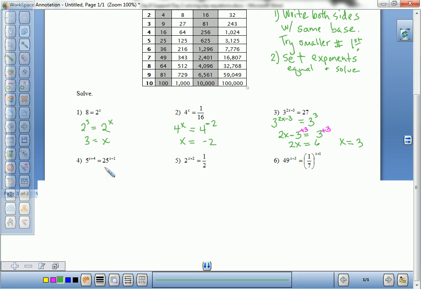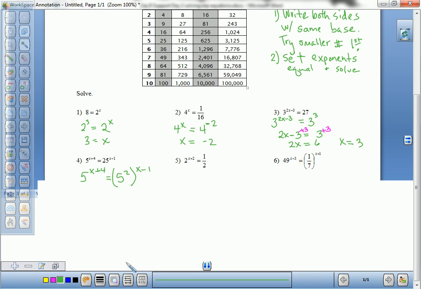So we have 5 and 25. Those are our two bases. Can I write 25 as a power of 5? Yes. So that's what I do. So it's 5 to the x plus 4 equals 5 squared to the x minus 1.